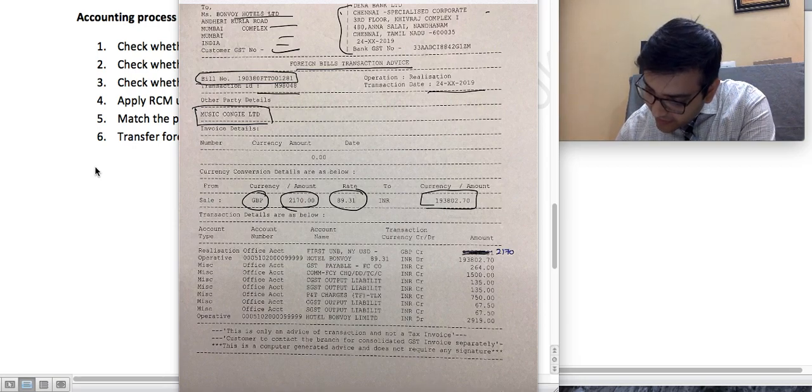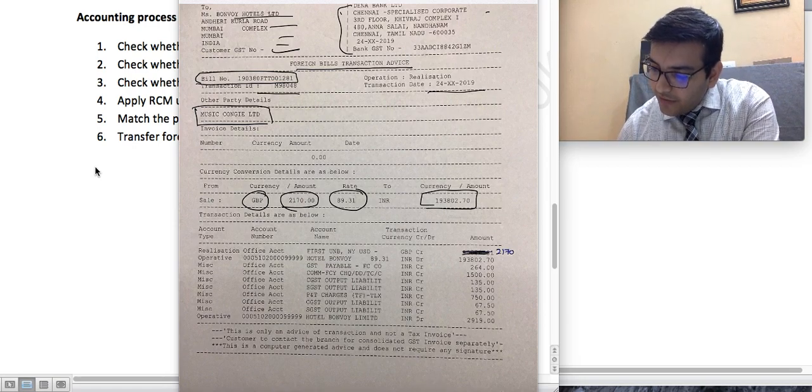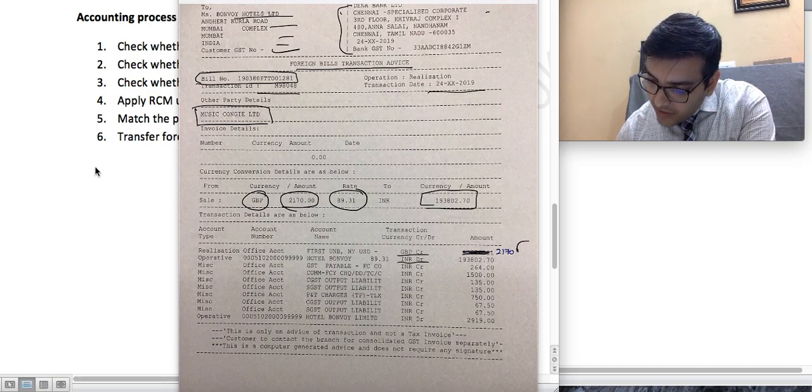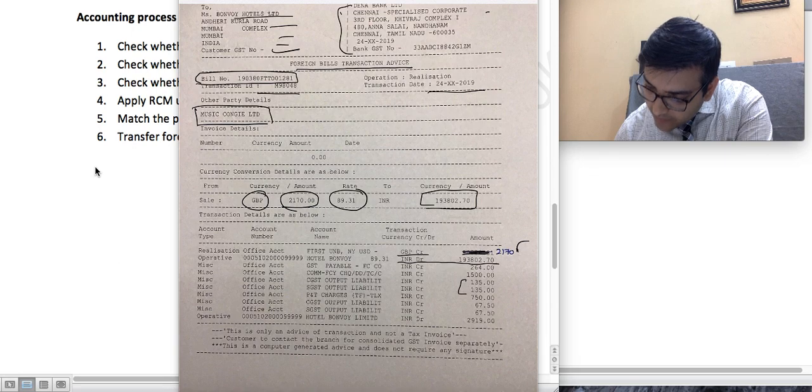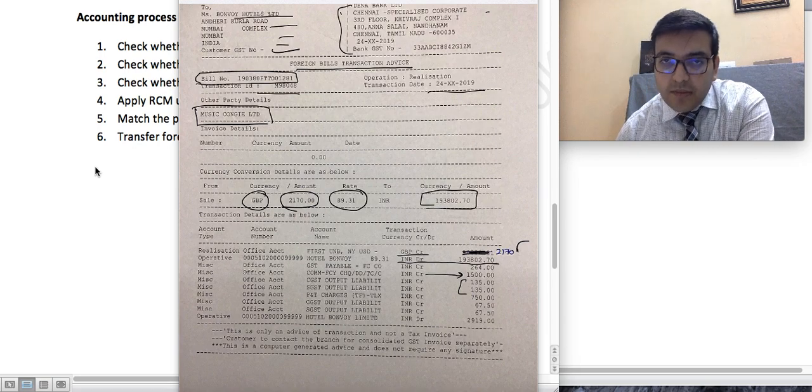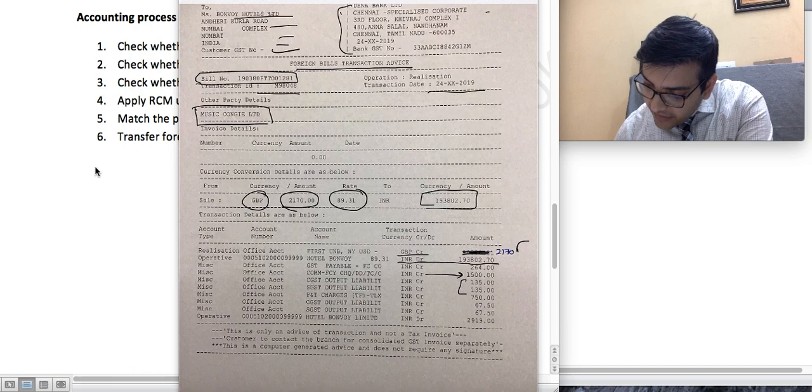Again it gives the summary below, that you have paid 2170 pounds GBP, then converting to INR is 193, this, and this is the GST amount on the commission. The bank is charging some commission, right? Like 1500 rupees is the bank charges. This is the bank charges amount, and this is 135, 135. This is the GST amount, and there are some other charges, PT charges, whatever. These are bank charges, 750. Then there is GST on it.